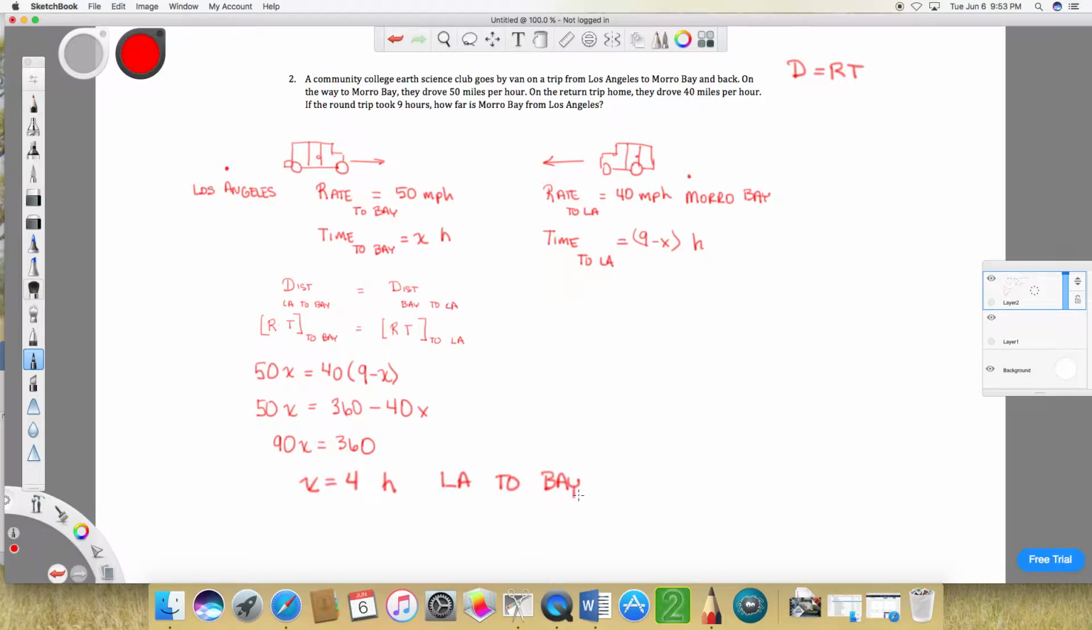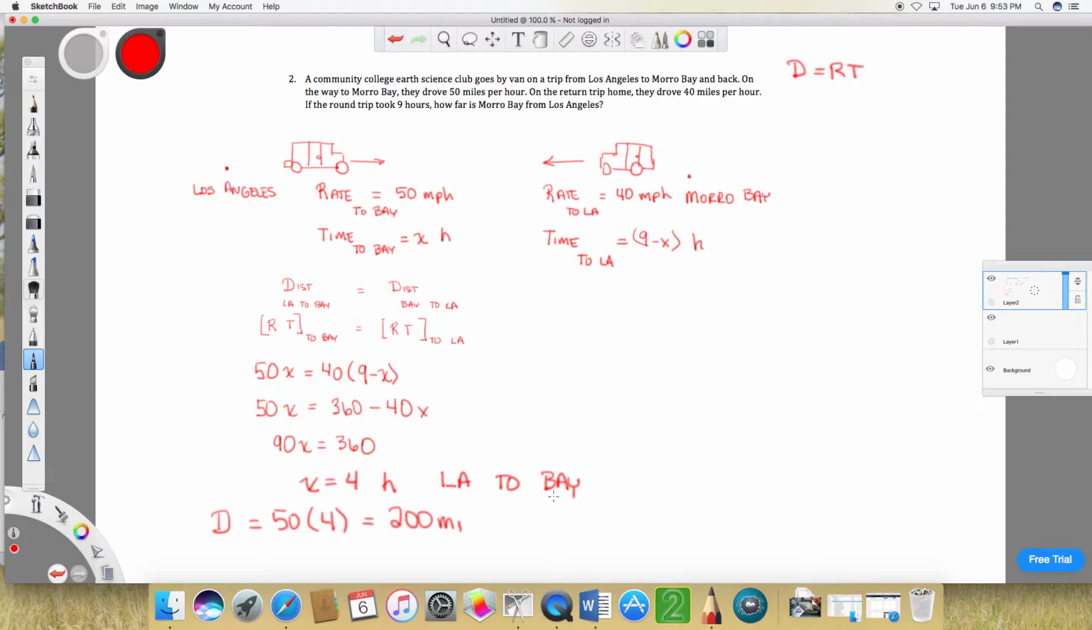But that's not what they were wanting. It said how far is it from there. So I know how to calculate the distance. On this left-hand side, I was going to the bay. I now know that x is 4, and 50 times 4 is 200. So the distance that I want, and it doesn't matter which, I could have plugged in the x on the other side and gotten the same answer. 50 times 4, 200 miles.